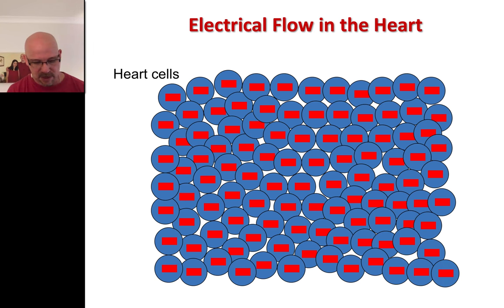Think of the soccer fan sitting down as really negative, and the one standing up is really positive, and the flow moves across. That's how your heart conducts an electrical flow. Kind of cool. That's how we take a piece of meat and we create electricity. And what we're going to talk about next is what that electricity actually does inside the heart.